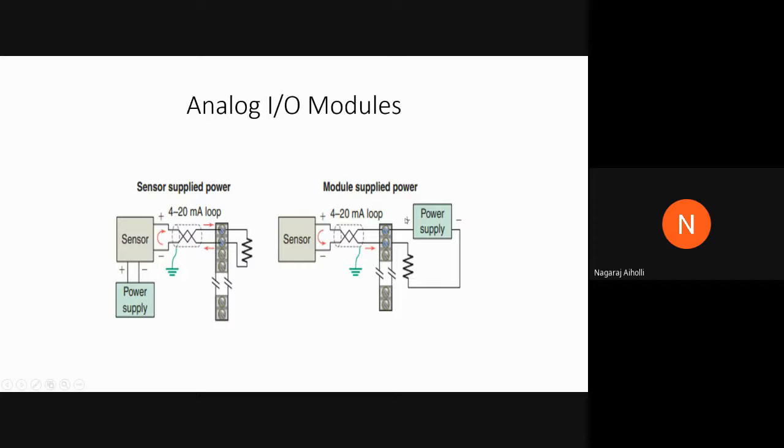Similarly, in the second figure also, the change is that here we are applying the power supply to the sensor, and here we are applying the power supply to the module or the input module strip. That is the only difference.